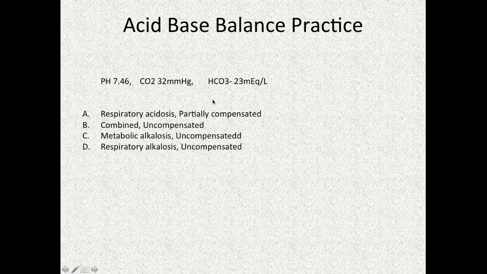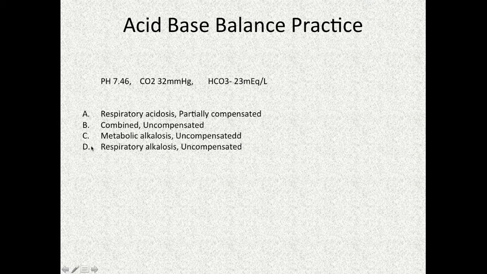Let's look at whether the other value is normal or abnormal, so whether there's been some compensation. HCO3 is 23. Normal HCO3 is 21 to 28. So this HCO3 is normal. So there isn't any compensation. So this is a respiratory alkalosis uncompensated, which is choice D.